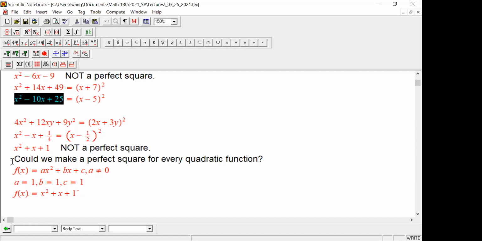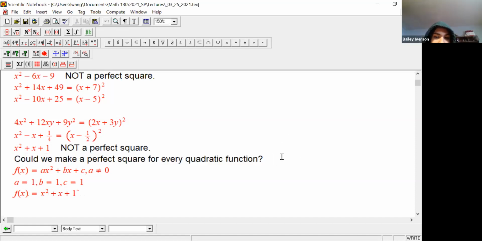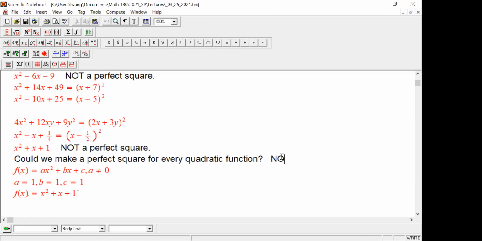So what can we say about this question? Can we make a perfect square for every quadratic function? What is the answer? No. The answer is no. So what does that mean? It means sometimes we can, and sometimes we cannot.